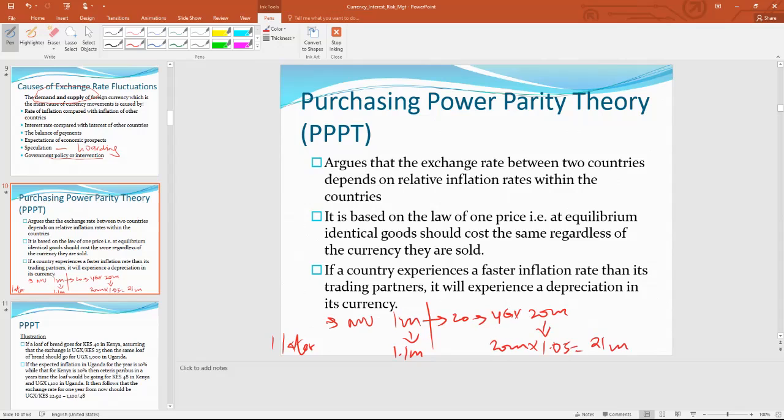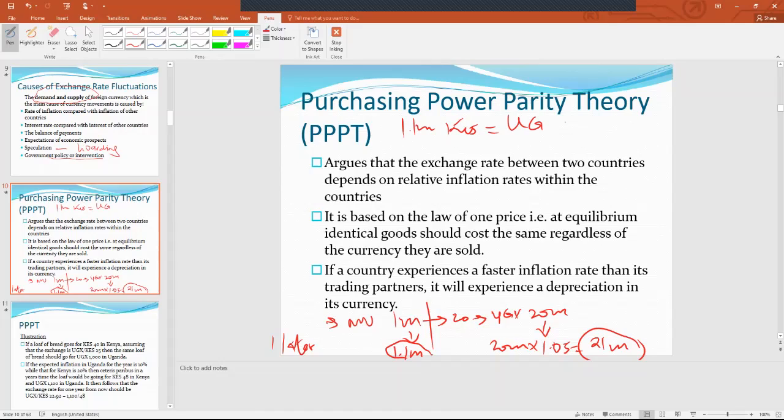Therefore, you can see that 1.1 million Kenya shillings is equivalent to 21 million Uganda shillings. Therefore, we expect the quotation to be 21 million divided by 1.1. We want to determine what the quotation is here.